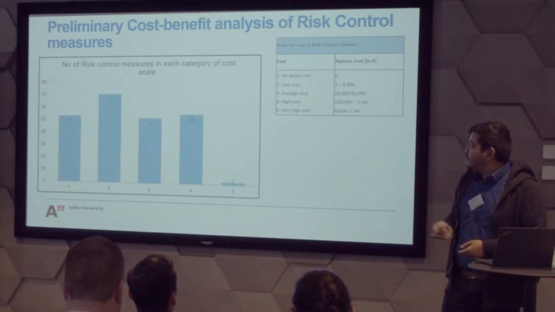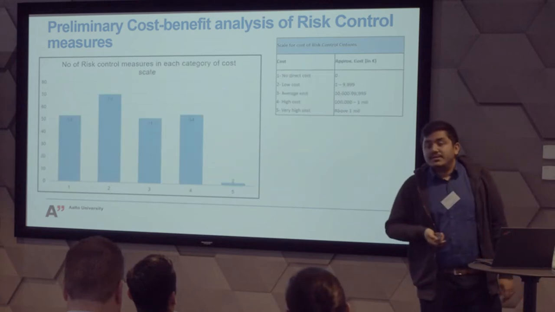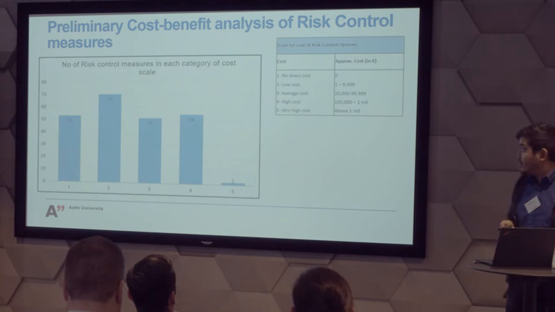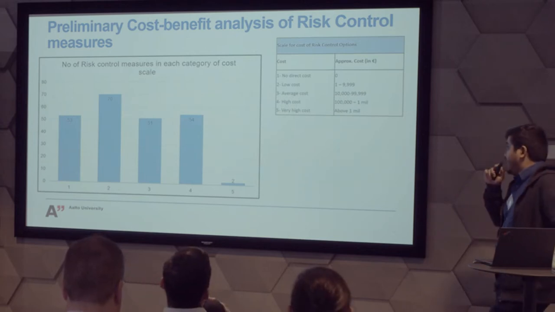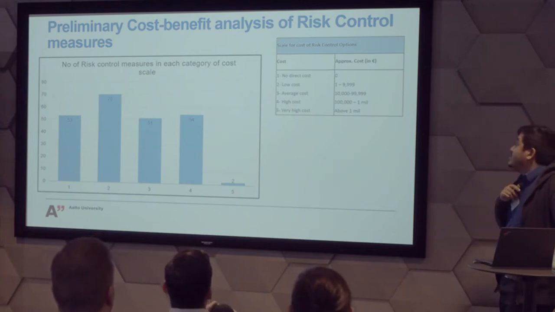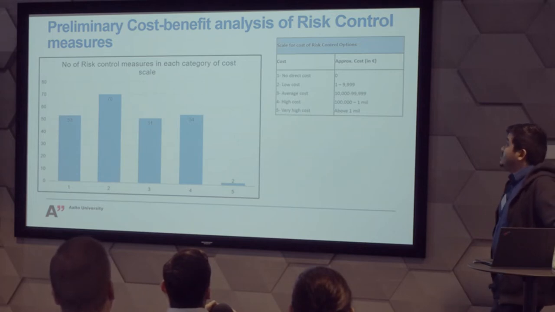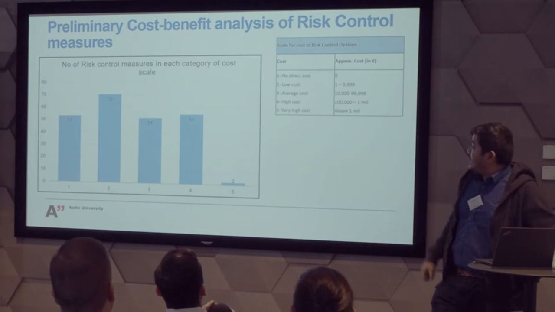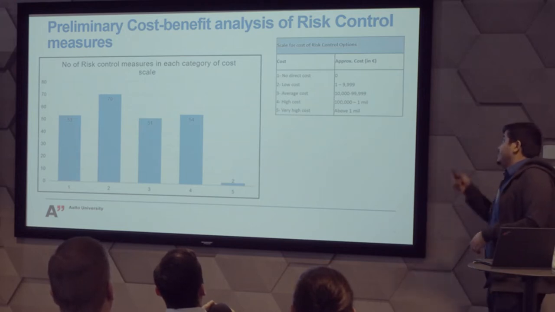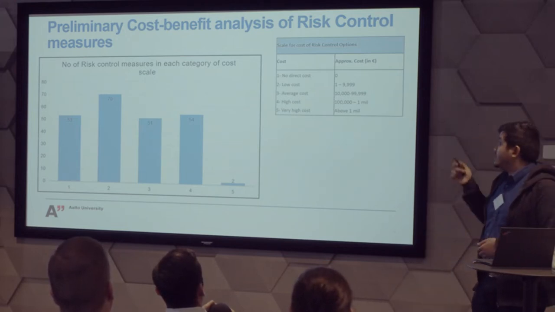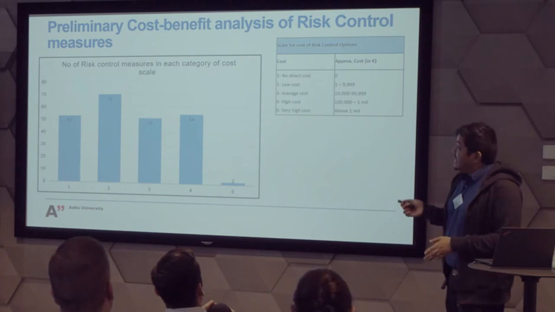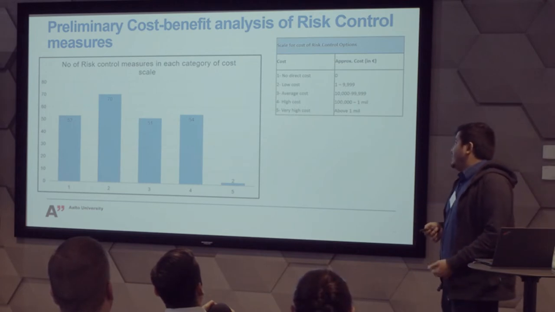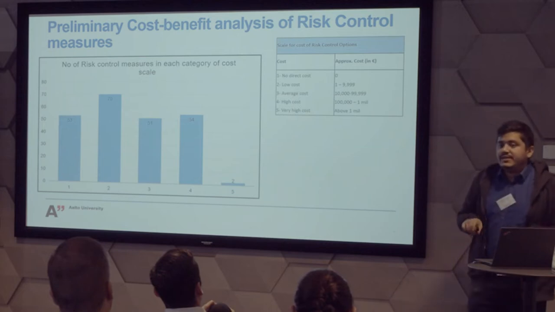And then we also did the preliminary cost analysis, also using a similar kind of scale, where 1 means no direct cost, 2 means low cost, 3 means average cost, 4 high, and very high is 5. And then you can see the approximate cost in euros of the RCOs. And as you can see for this one, except for very high cost, all of them were equally distributed.